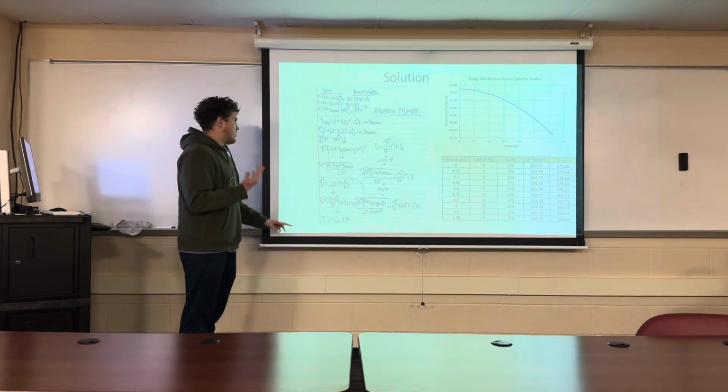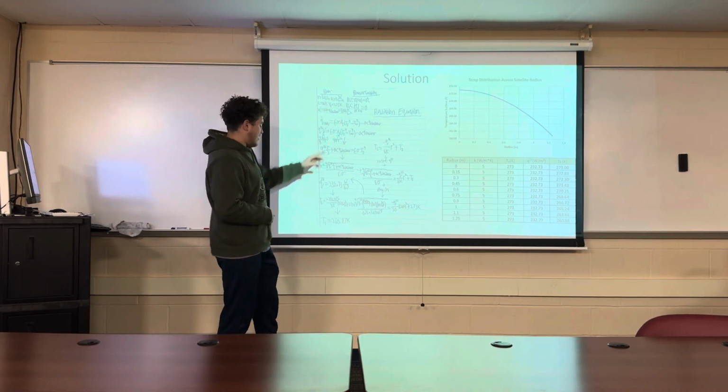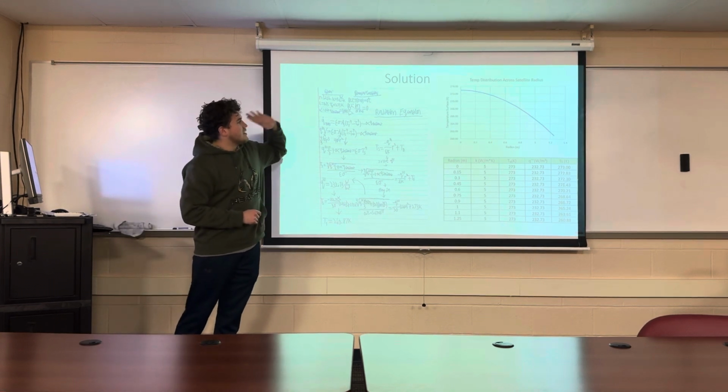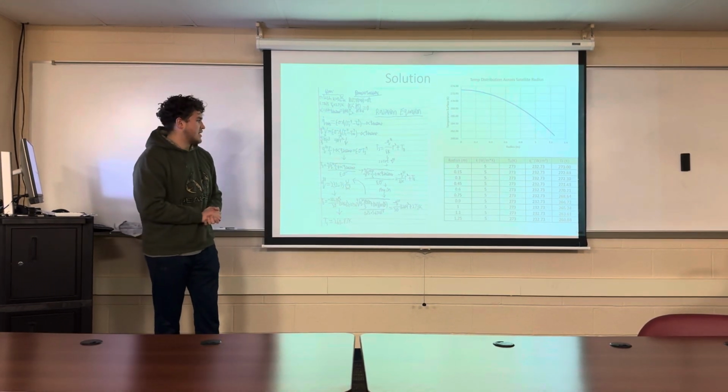After that, we plug our volumetric heat generation into this equation, and we're given everything else. We end up with that surface temperature. That's also the temperature distribution across the radius of the satellite.